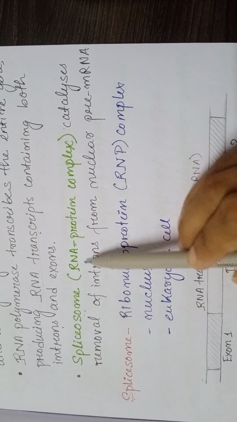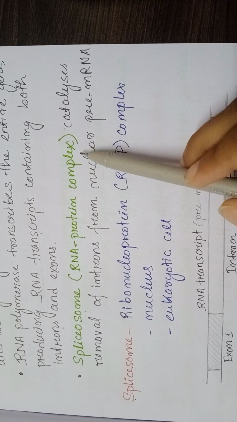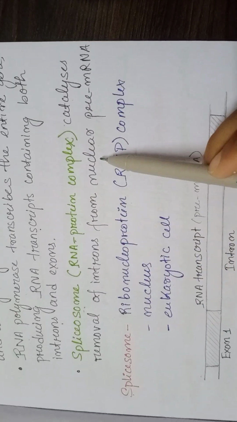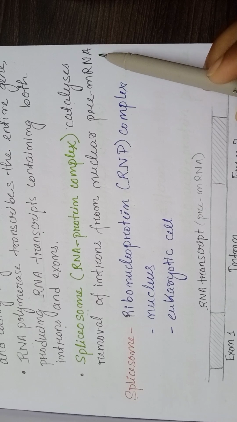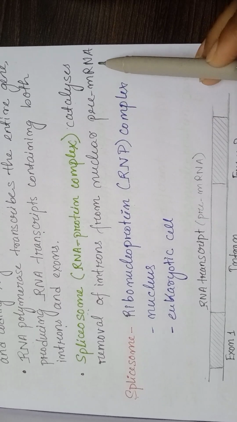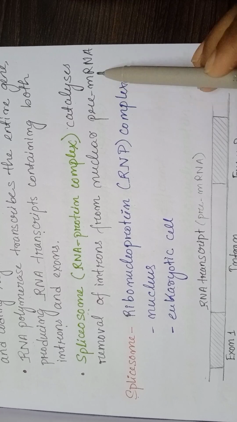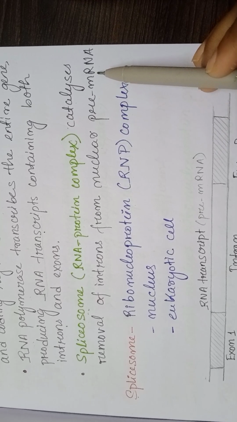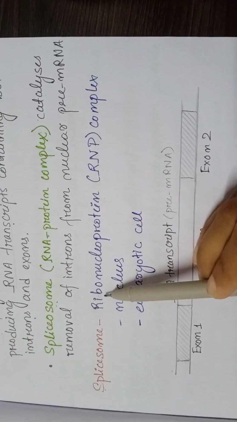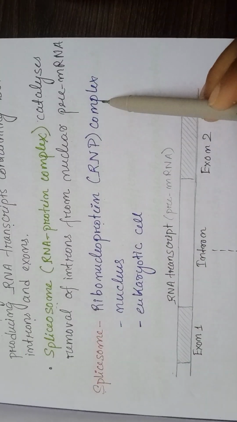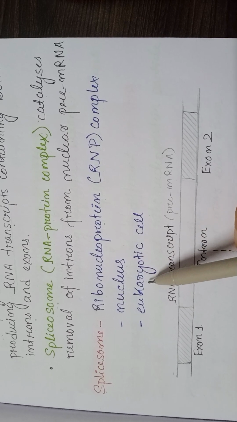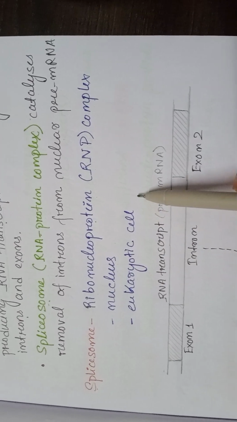The spliceosome is made up of an RNA and protein complex. It mainly catalyzes the removal of introns from the nuclear pre-mRNA. This pre-mRNA is also known as the primary transcript, or the first RNA formed from the DNA within the nucleus. These spliceosomes contain a ribonucleoprotein complex. It is present in the nucleus and mainly found in eukaryotic cells.